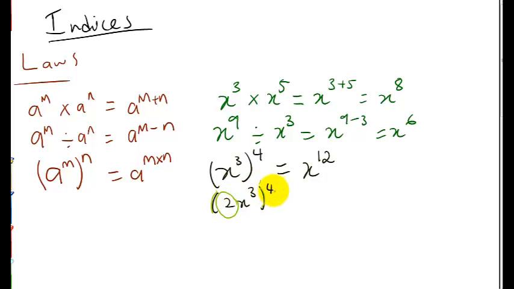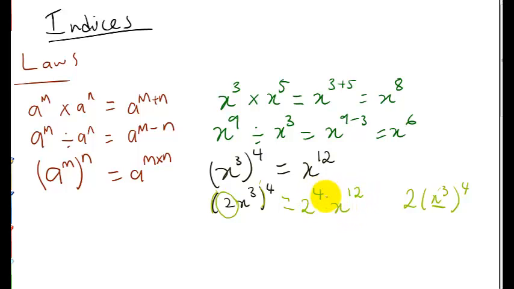For it to not have been attached, it would have looked something like this. The only thing that's attached to the power of 4 is the x cubed now. The 2 is on the outside. So brackets are really important, okay? So 2x cubed all to the power of 4, the answer to that is 2 to the power of 4, x to the power of 12.